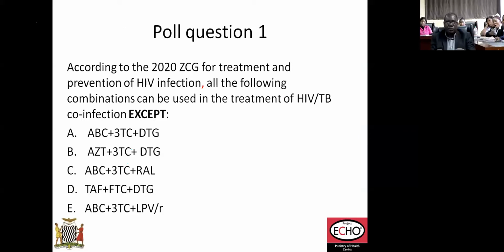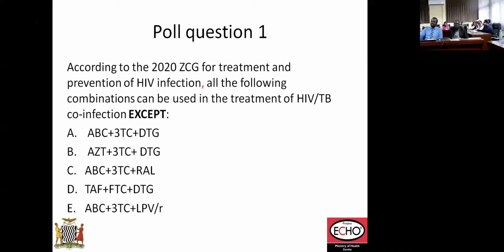But before we go into the questions or clarifications, we'd like to once again go through the question which we had. According to the 2020 Zambia Consolidated Guidelines for treatment and prevention of HIV infection, all of the following combinations can be used in the treatment of HIV and TB co-infection, except: A, ABC/3TC and DTG; B, AZT/3TC and DTG; C, ABC/3TC and Dolutegravir; D, TAF, FTC and DTG; E, ABC/3TC and Lopinavir. So we ask that you give it a try.